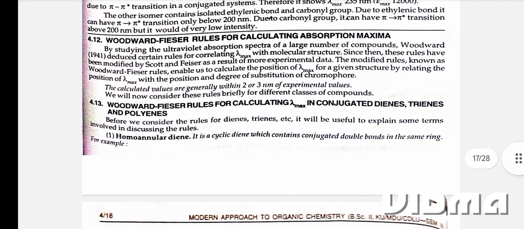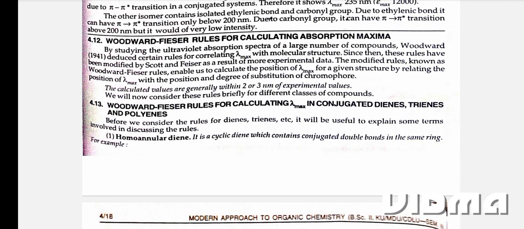We will now consider these rules briefly for different classes of compounds. Woodward-Fieser rules for calculating lambda maximum in conjugated dienes, trienes and polyenes. Before we consider the rules for dienes, trienes, etc., it will be useful to explain some terms involved in discussing the rules. Homoannular diene. It is a cyclic diene which contains conjugated double bonds in the same ring.